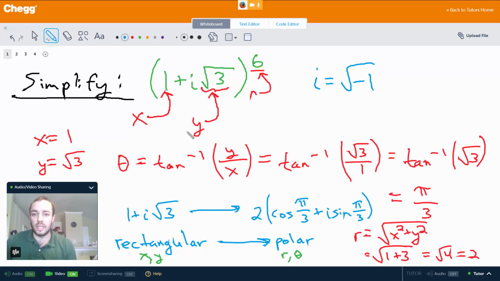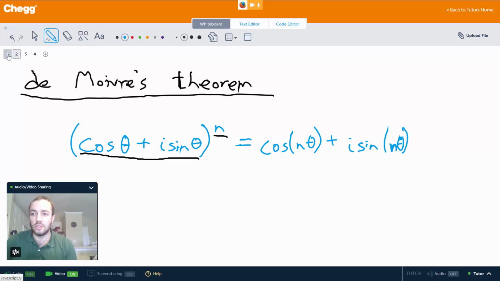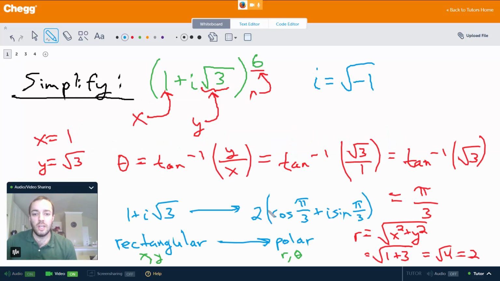Okay, so again, 1 plus i times the square root of 3 is a complex number in rectangular form, and before we can use DeMoivre's theorem, we have to convert to polar form with r's and thetas. So here we have 2 times the whole quantity cosine pi over 3 plus i times the sine of pi over 3. And this r right here is actually why in the beginning we couldn't just say, oh, here's cosine of theta and here's sine of theta.